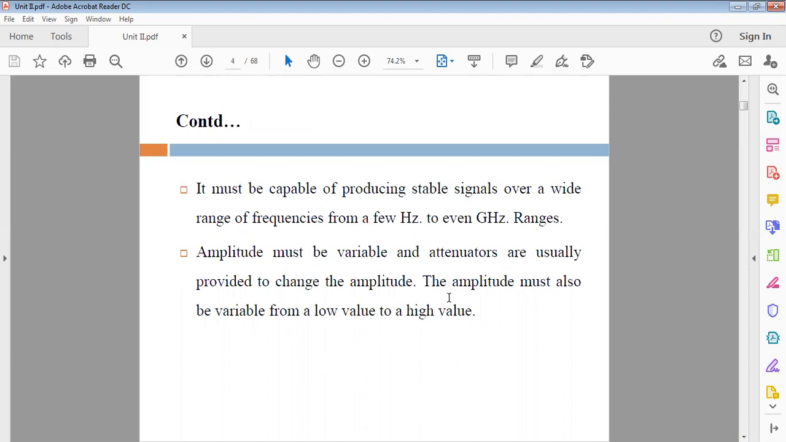The signals generated by the signal generator must be capable of producing stable signals over a wide range of frequencies, from a few hertz to even gigahertz or above. For the generated signals, the amplitude must also be variable, and attenuators are usually used to provide the changes in the amplitude. They vary the amplitude of the signal from a low value to a high value, that is, from a few millivolts to volts.